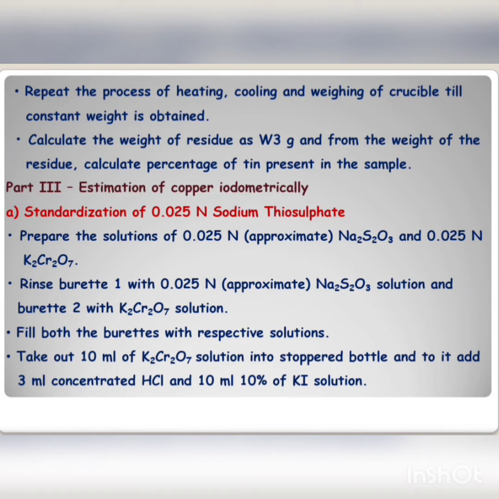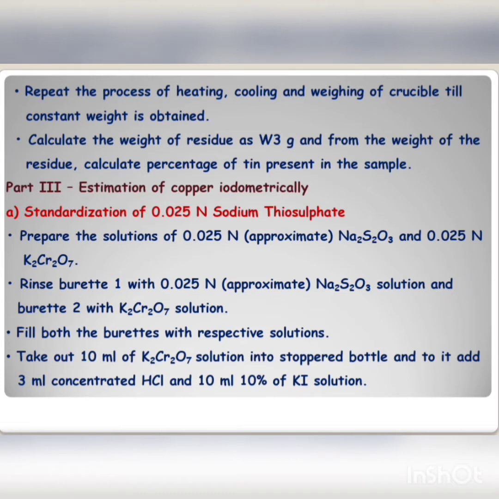Next part is estimation of copper iodometrically. But just now I told you, before estimation we have to do the standardization of sodium thiosulfate. Sodium thiosulfate is a secondary standard substance, so we cannot use its normality as it is. In the calculation we have to do the standardization of sodium thiosulfate, and for doing this we will take 10 ml of potassium dichromate into a stoppered bottle. Always remember that whenever you do an iodometric titration, you have to do it in a stoppered bottle only. Don't use a conical flask for iodometric titration.